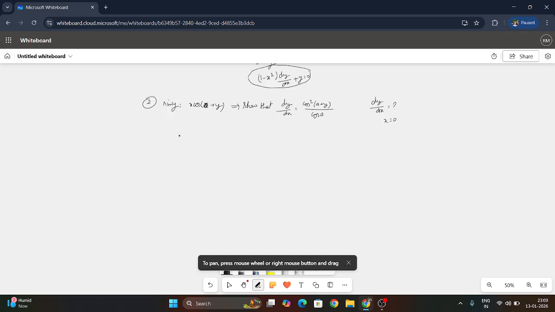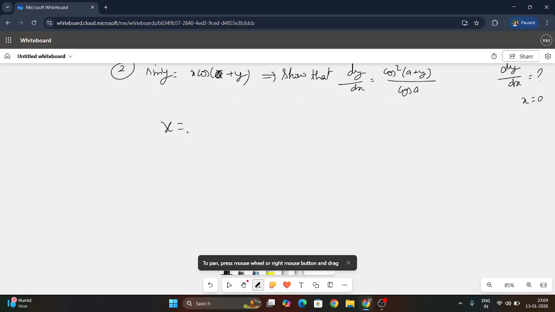Just do this. Consider x equals sin y by cos(a + y). Now this is going to be comfortably easy. So let's find dx/dy. First find dx/dy.